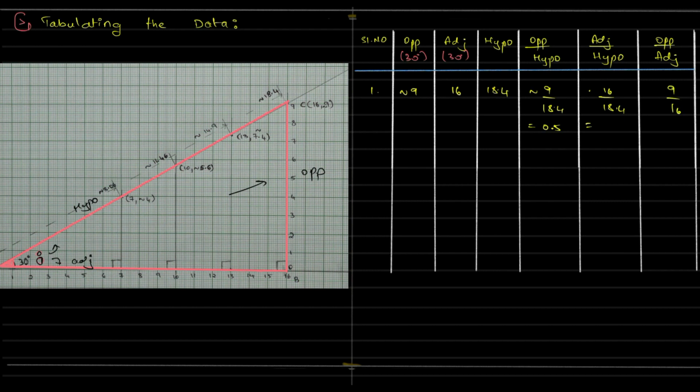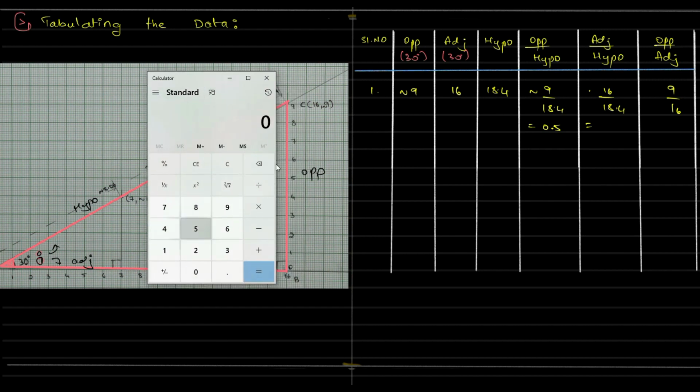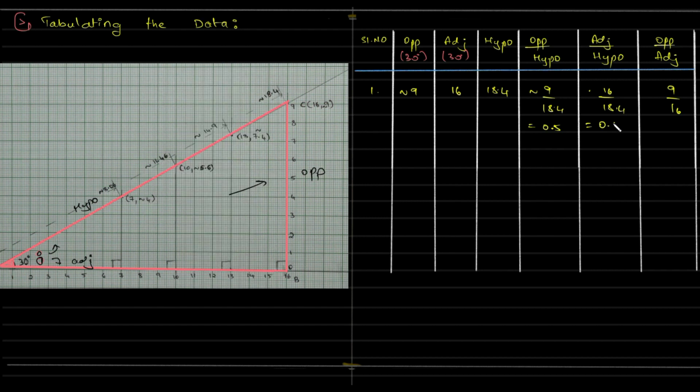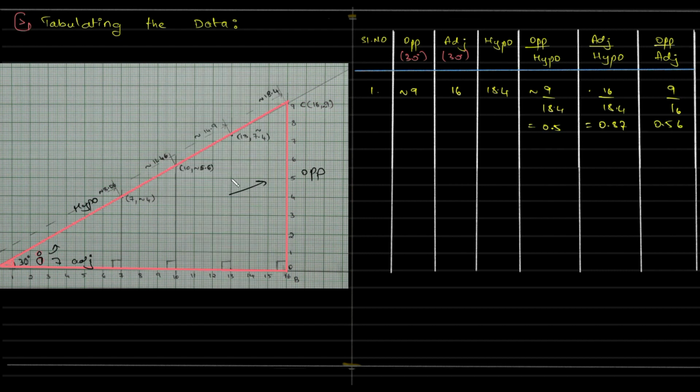Okay, so we need to divide this. 16 divided by 18.4 is 0.87. Then 9 divided by 16 is 0.56. Right? So all we did was take the opposite side length, the adjacent side length and the hypotenuse side length, and we're taking ratios. That's all we're doing. Measure the length, write down the ratios.